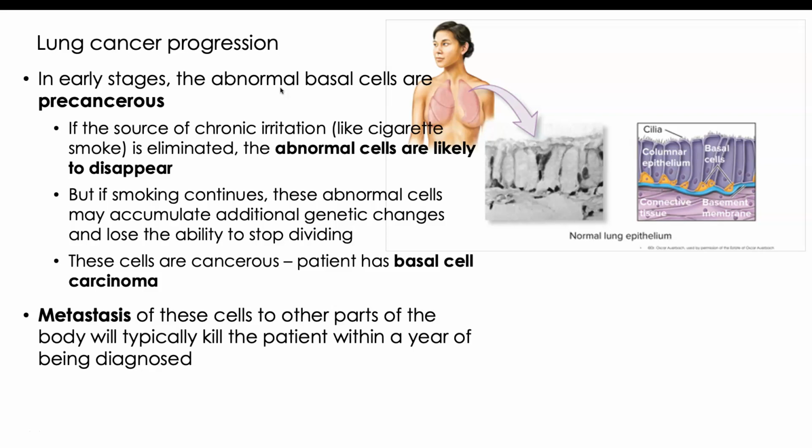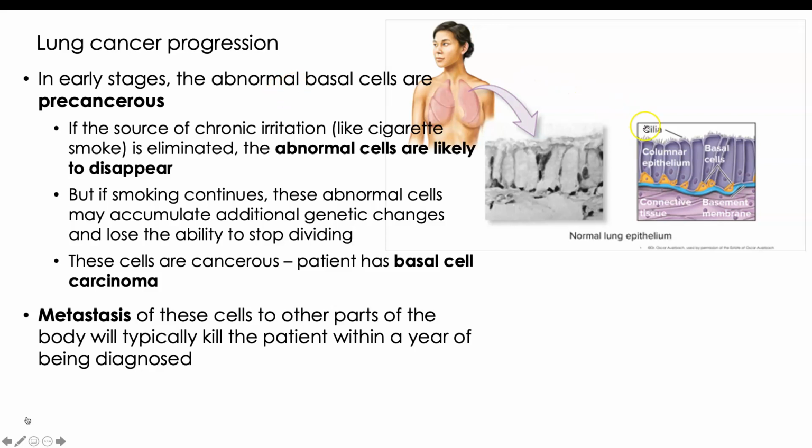And if that's the case, then these abnormal cells accumulate and additional genetic changes accumulate. And then we get uncontrolled cell division. Once this happens, the patient has basal cell carcinoma, and metastasis is when these cells travel to other parts of the body, and they basically spill into the bloodstream and are able to circulate throughout our tissues, and they land in some brand new place, and they continue to divide in an uncontrolled fashion and cause issues wherever they land.